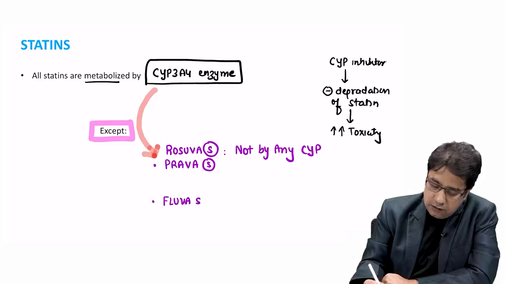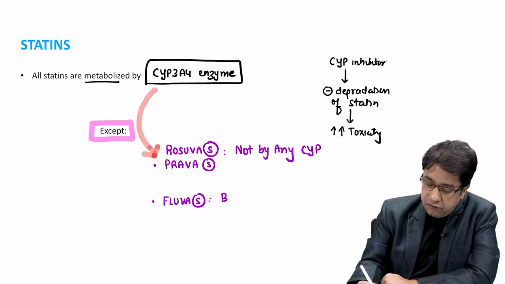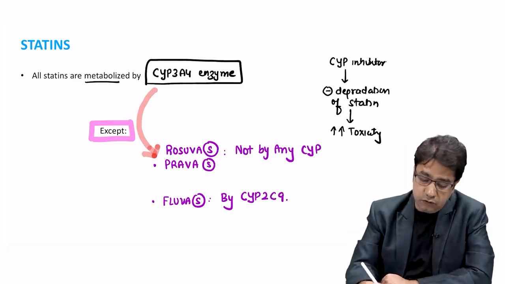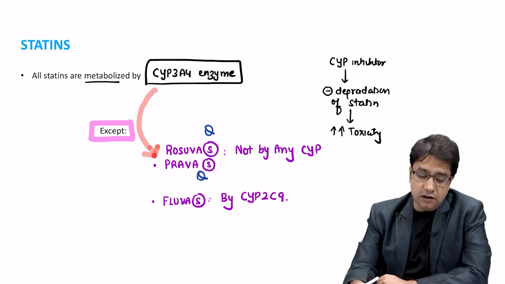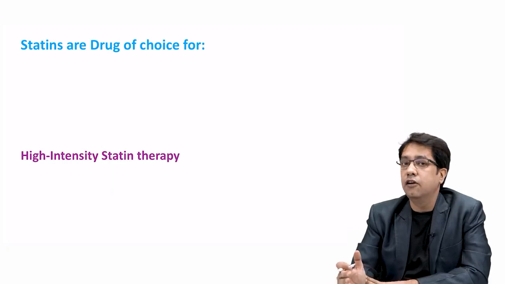Fluvastatin is not metabolized by CYP3A4, it is rather metabolized by CYP2C9 enzyme. But we have to remember rosuvastatin and pravastatin. Now let's talk about where statins are used.